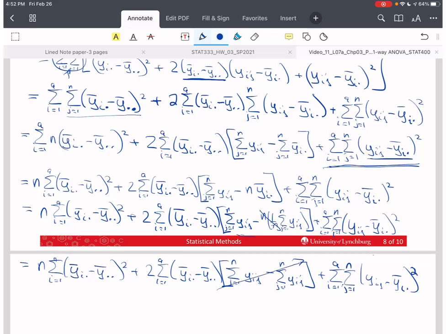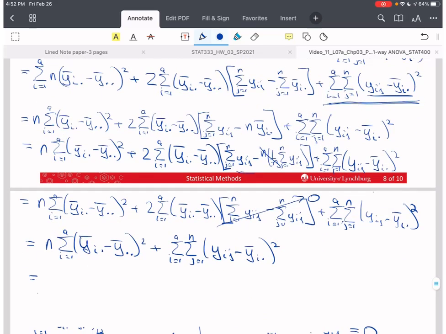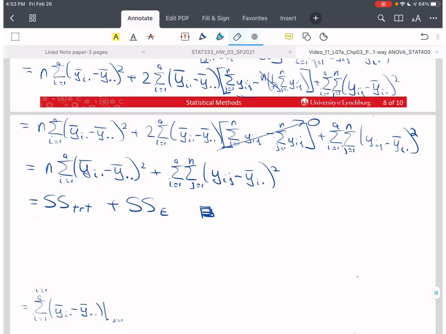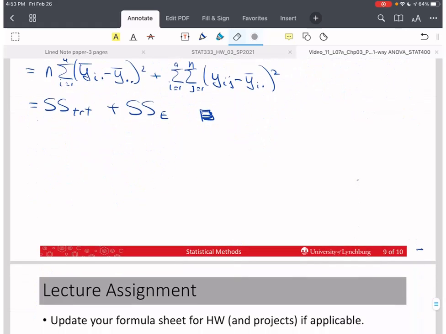And this is 0, so this gives us the sum I equals 1 to a of yi dot bar minus y dot bar squared plus the sum from I equals 1 to a, j equals 1 to n, of yij minus yi dot bar quantity squared, and this is SS treatment plus SSE. And that is the proof. So I know I did a whole lot of extra explanation. I hope that helped you.